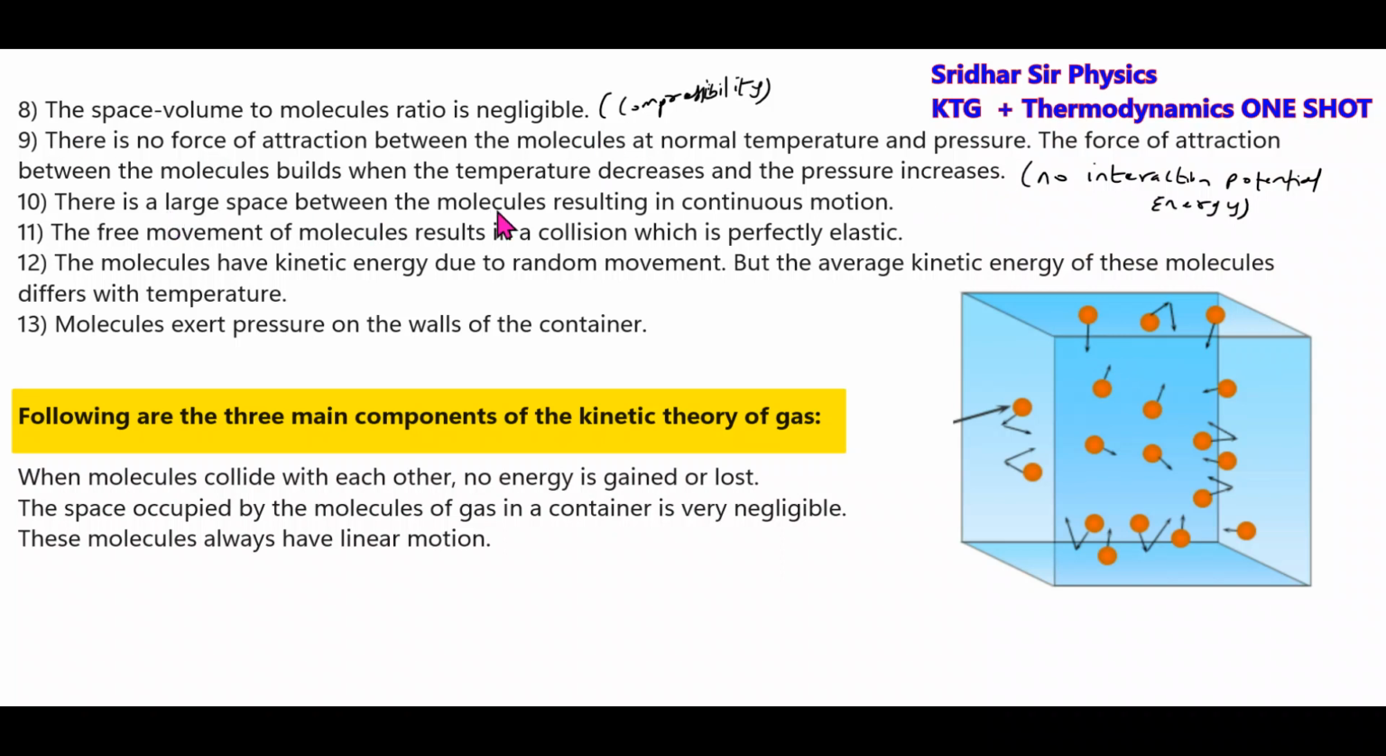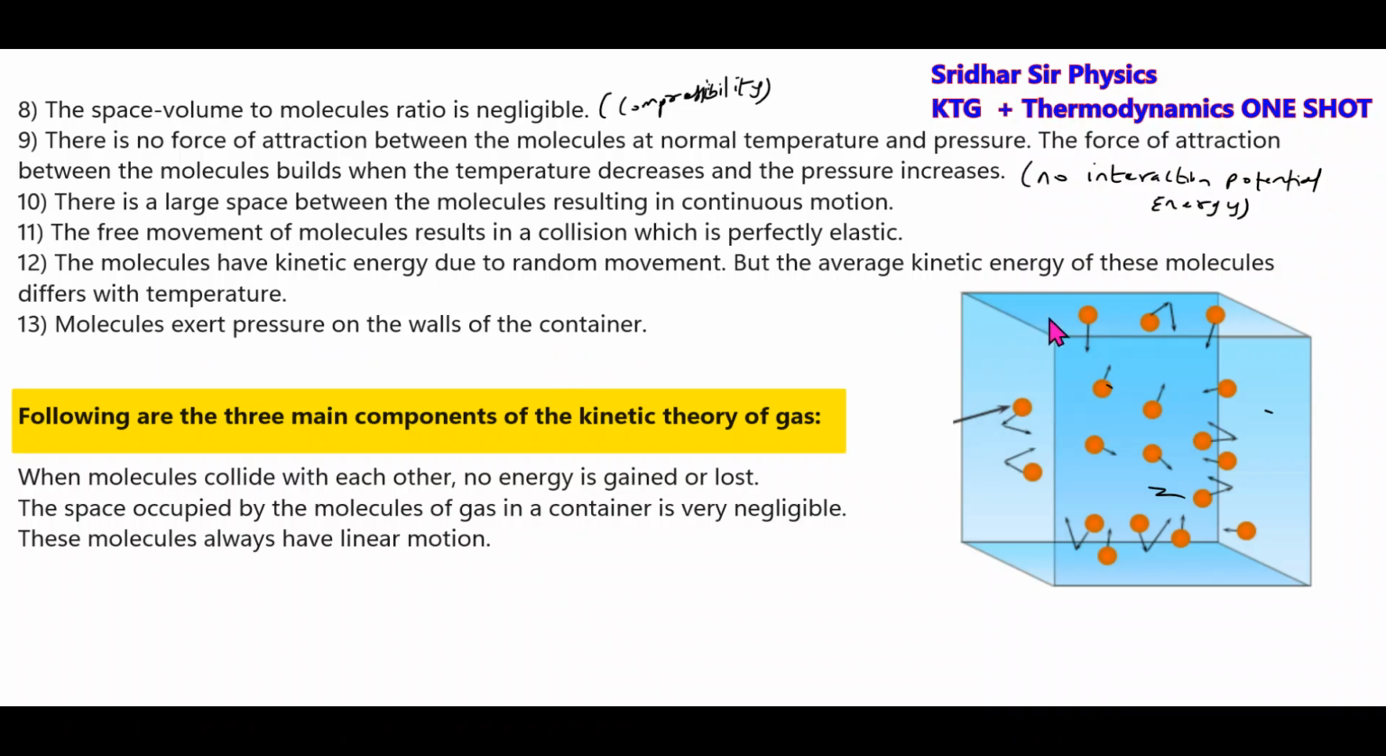The ninth one: there's a large space between the molecules resulting in continuous motion. You can see this space here, all this space. The free movement of molecules results in collisions, which are perfectly elastic. So the molecules move in a zigzag path. Why a zigzag path? Because of collisions. The molecules have kinetic energy due to random movement, but the average kinetic energy of these molecules differs with temperature. That we'll discuss in the KTG derivation.